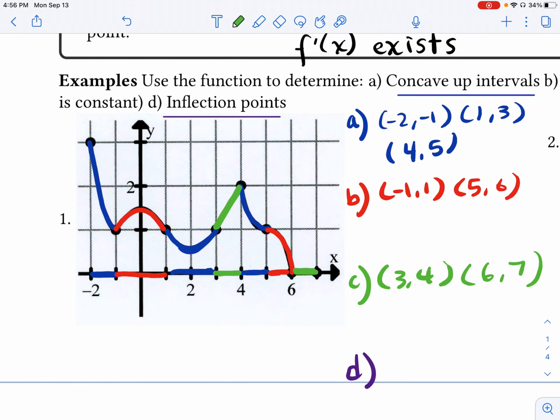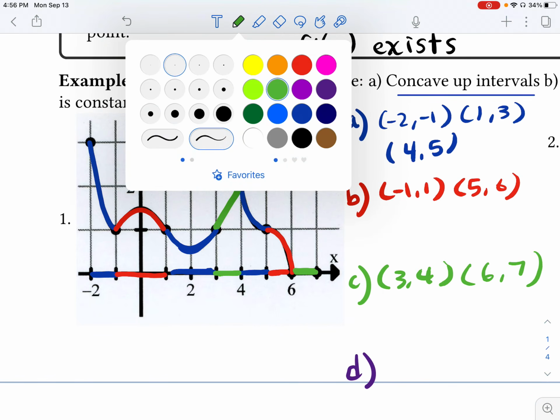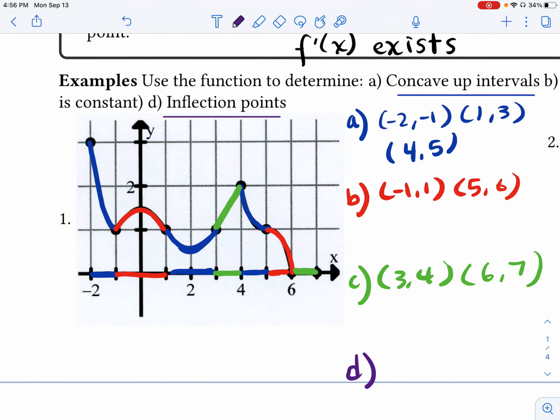Okay. Now, finally, where would there be any possible inflection points? Well, there would definitely be an inflection point at 1, 1.